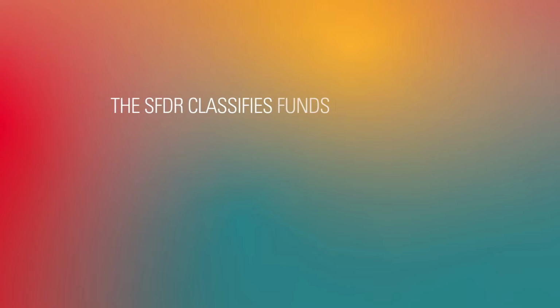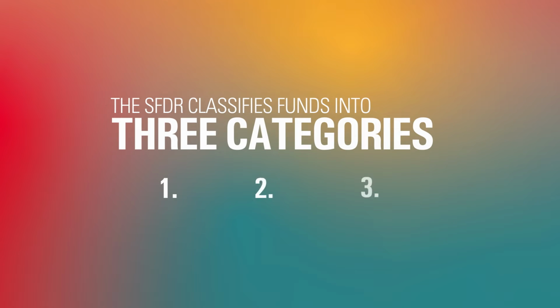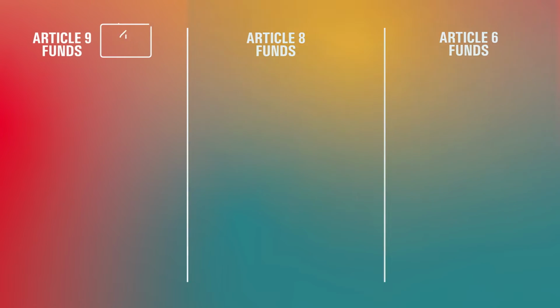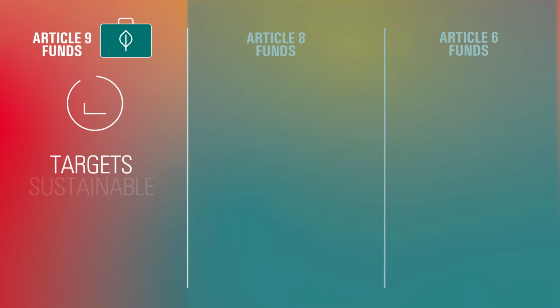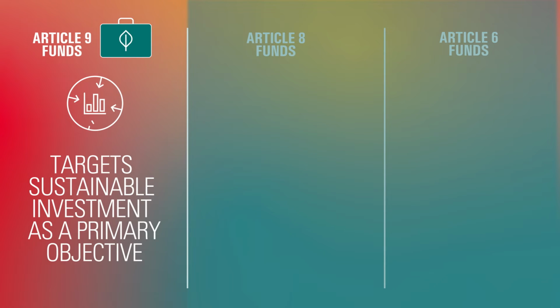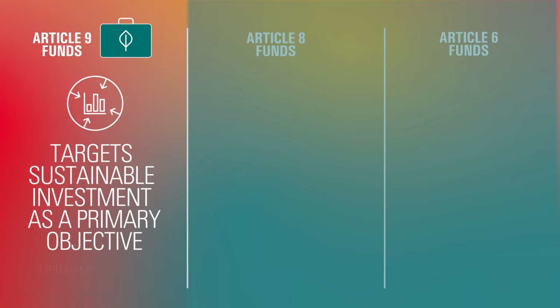The SFDR classifies funds into three categories based on how they consider sustainability factors: Article 9 funds, Article 8 funds, and Article 6 funds. Article 9 funds, or dark green funds, target sustainable investment as a primary objective. These funds must follow stringent reporting requirements that prove the product does not in any way harm the objectives of the EU taxonomy, another pillar regulation of the EU Action Plan on Financing Sustainable Growth.